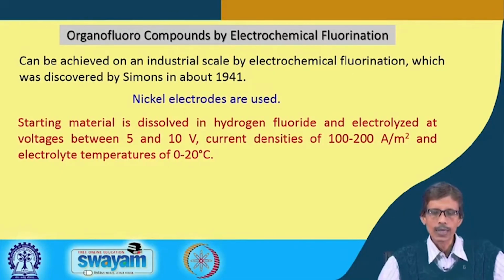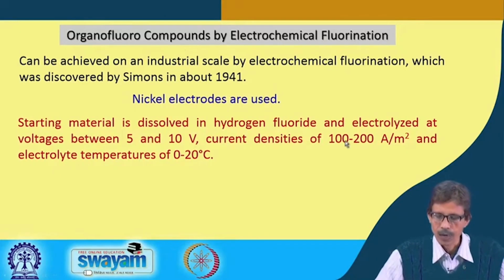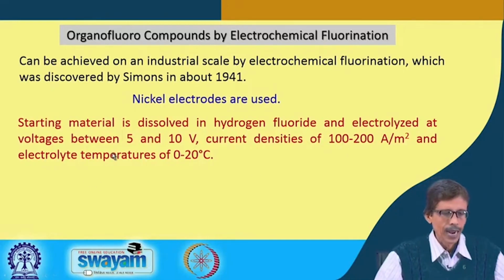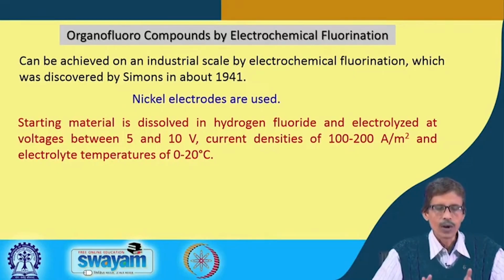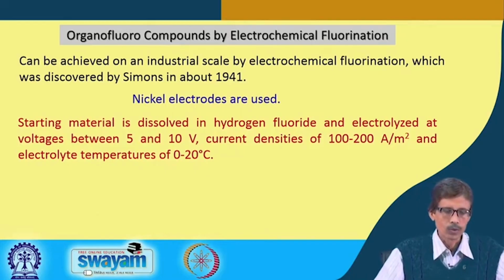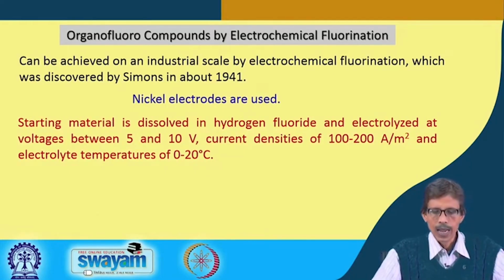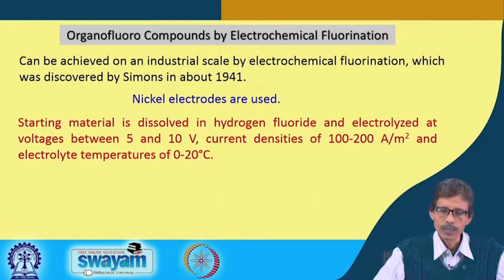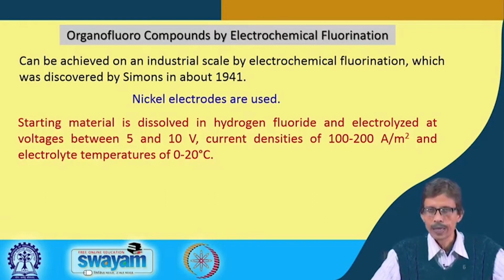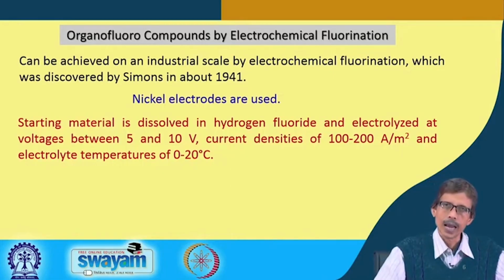So the hydrogen fluoride medium, that means the hydrogen fluoride acid medium, is electrolyzed at a voltage of only 5 to 10 volt. So you see that we can have some battery operated thing also. At 5 to 10 volt, the current density is also not much, 100 to 200 ampere per meter square, and the electrolyte temperature is room temperature or less, so 0 to 20 degree centigrade.